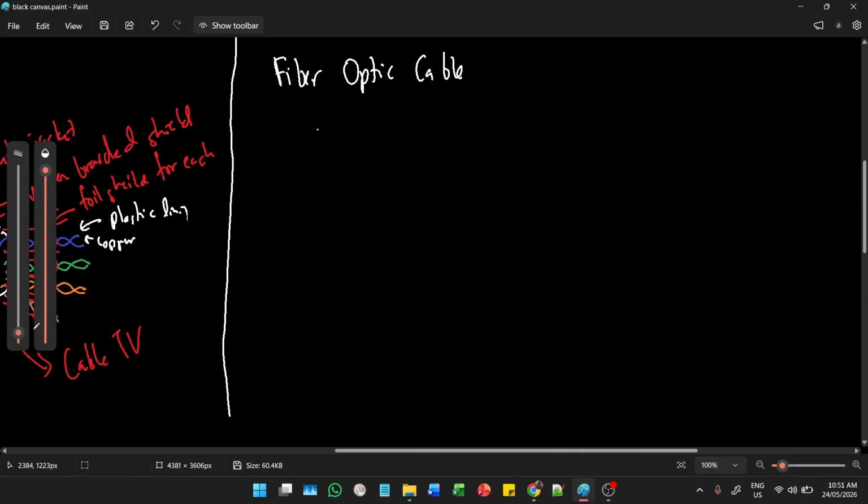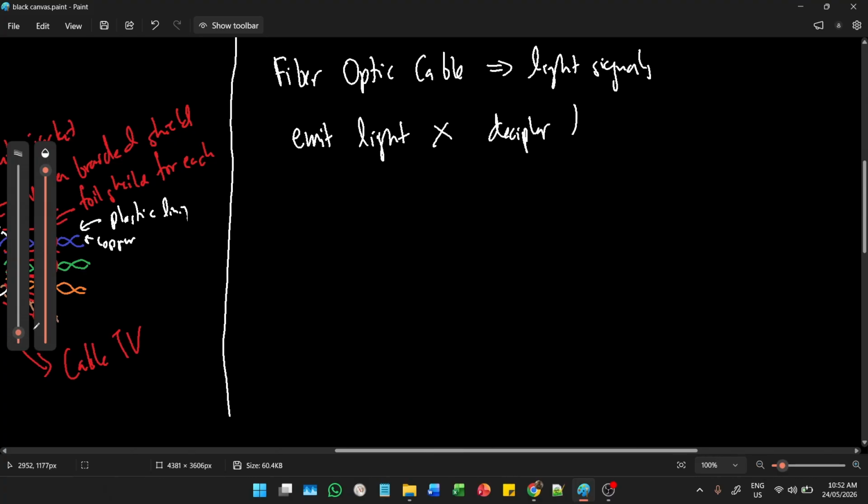So, how does optical communication work? I mean, computers can't emit light. I think it's obvious what fiber optic cable does. Its signals are light signals, right? So a computer cannot emit light, nor can it decipher light, right? So how does it happen? How does it emit light and decipher light?